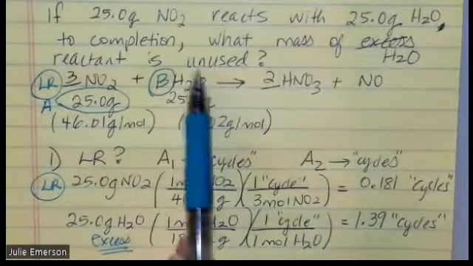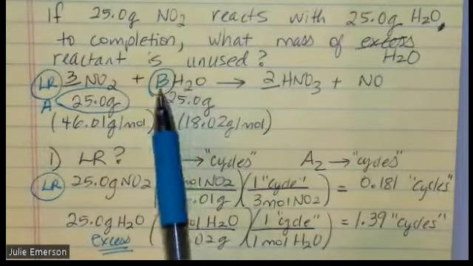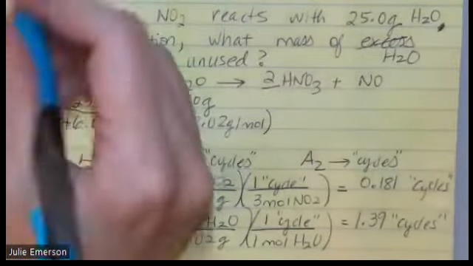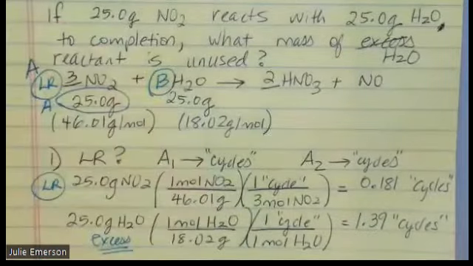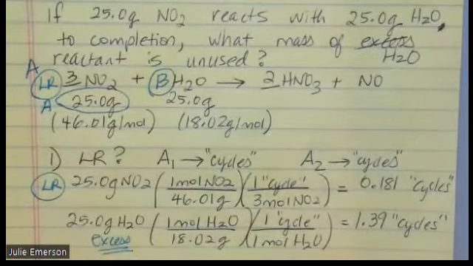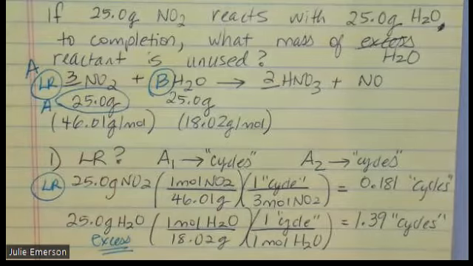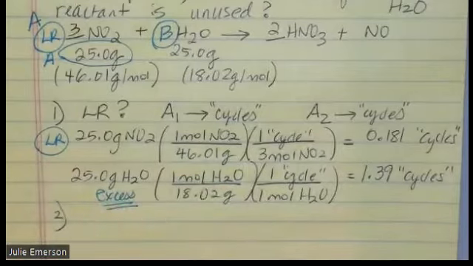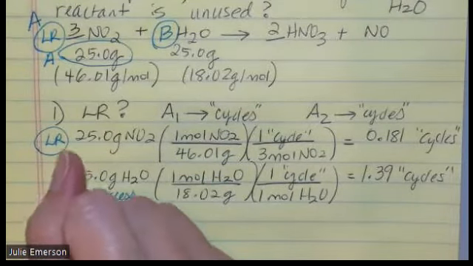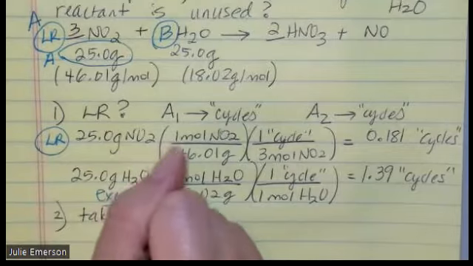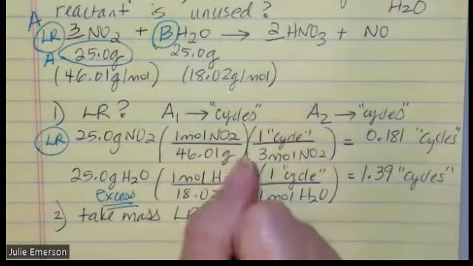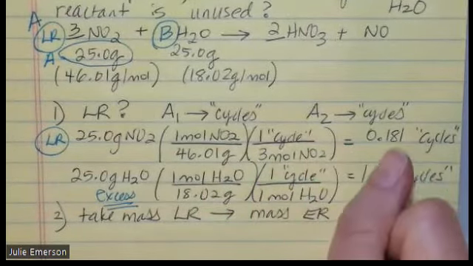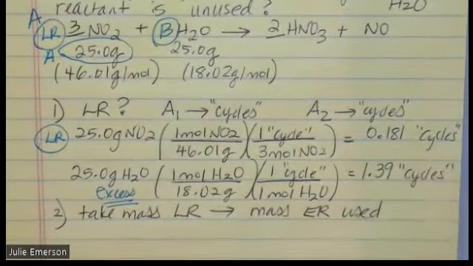What mass of the excess reactant? That means what mass of water. So B is my excess reactant. So that's where I'm heading. So limiting reactant is always your A. It's where you start. Your excess reactant is where you're going to go. So this first part here was just to figure out which one was limiting. So the second part here, part 2, is to take the mass of the limiting reactant and figure out the mass of the excess reactant that would have been used, right?